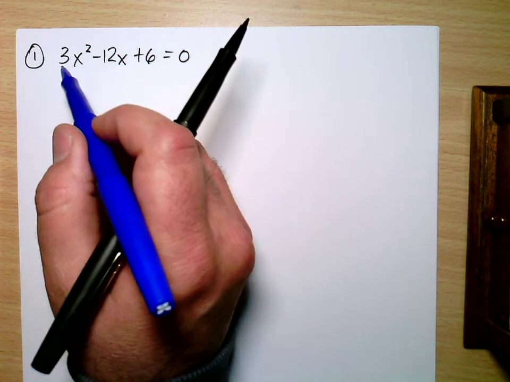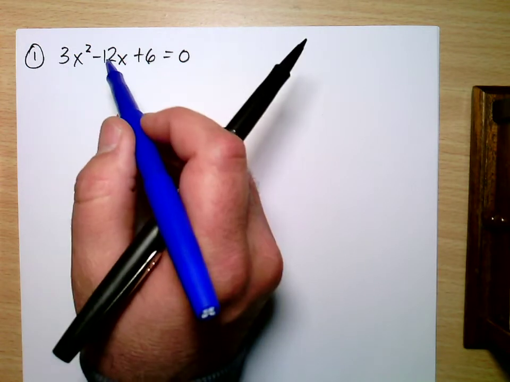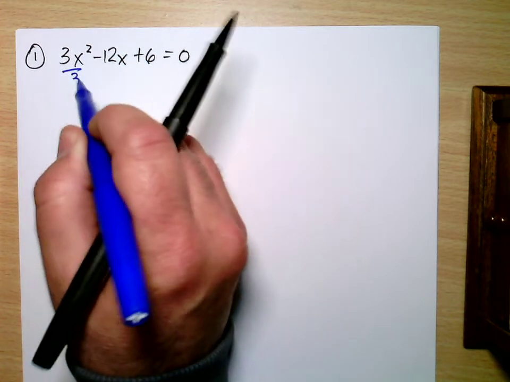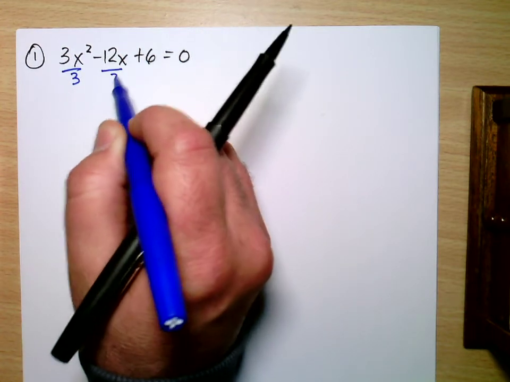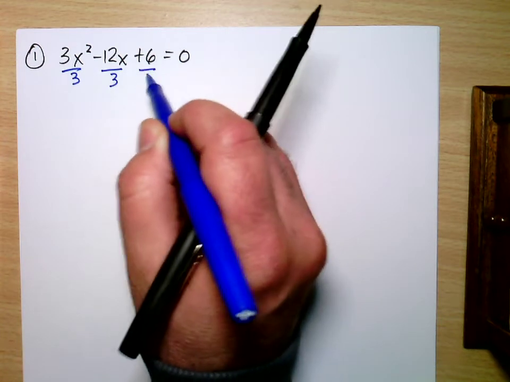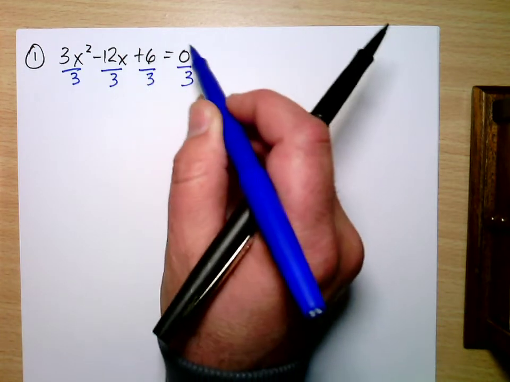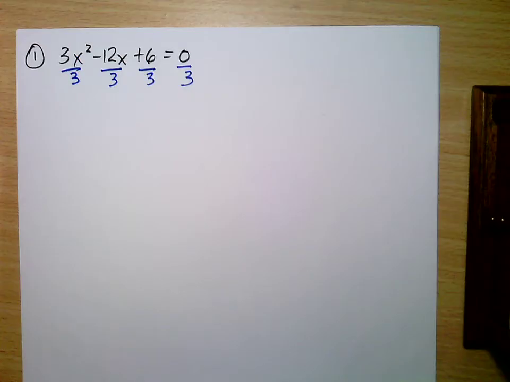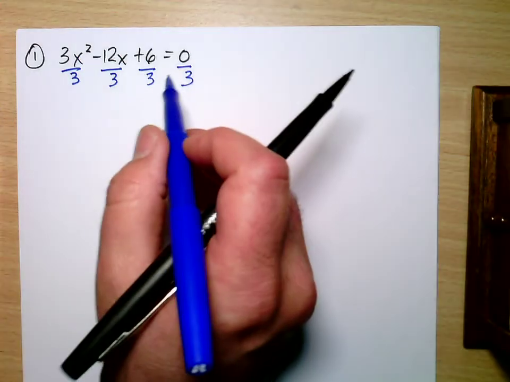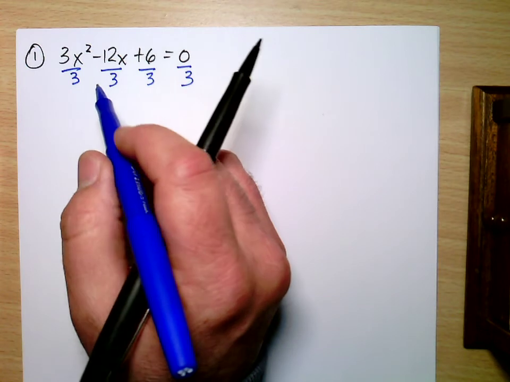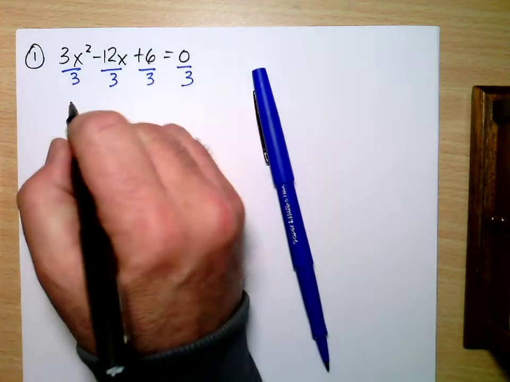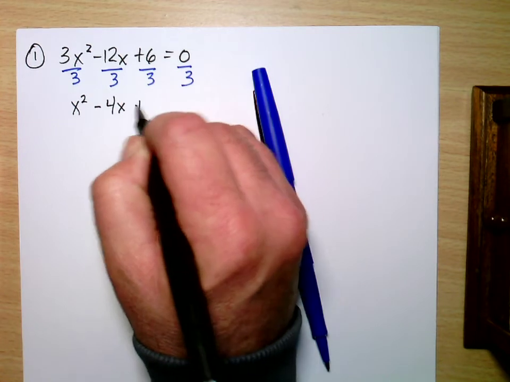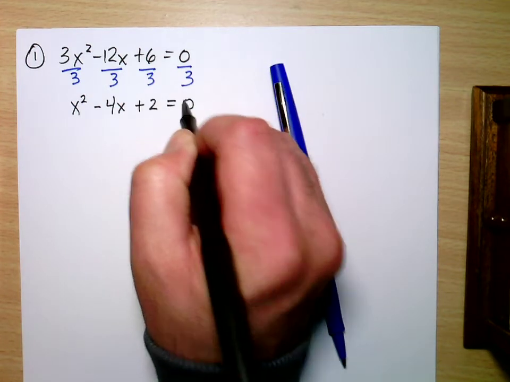I know that 3, negative 12, and 6 all have a factor of 3, so I can actually divide everything by 3. Notice I'm even dividing this, because it's important that we do everything on the left and the right side. So when I do that, I get x squared minus 4x plus 2 equals 0.